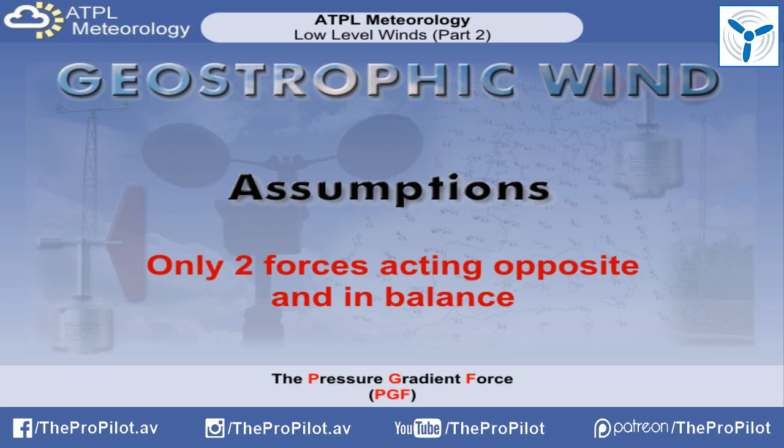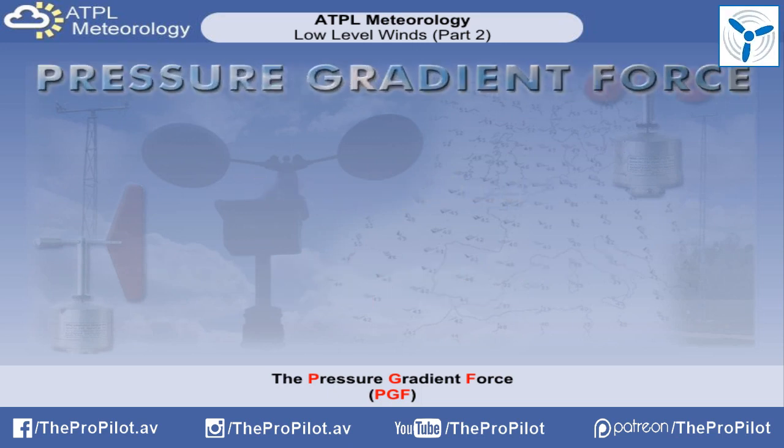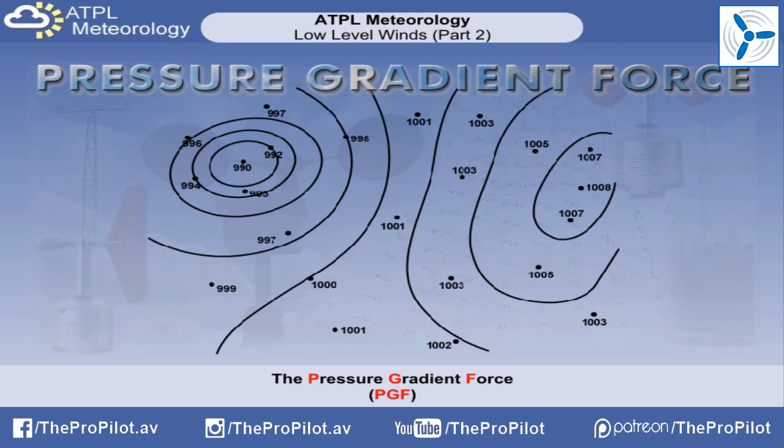The first of these is the pressure gradient force, or PGF. Looking at the diagram, we can see this is the force that acts from a high to a low pressure. How can we judge the strength of this force from a chart?